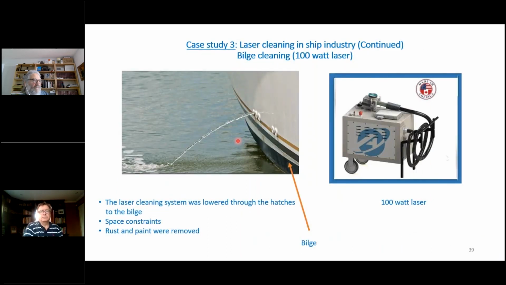Then they wanted to clean some areas in the bilge, which meant that you needed to lower the laser through the hatches to the bilge. And the only laser that fit the profile, that could go through the hatches, was the 100 watt. For this reason, the Gen version would have been more suitable, but at that time it was not ready. So there were some space constraints there, and rust and paint were removed.